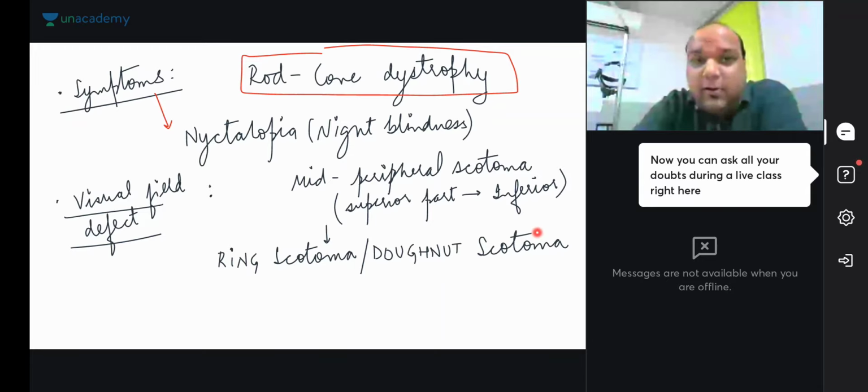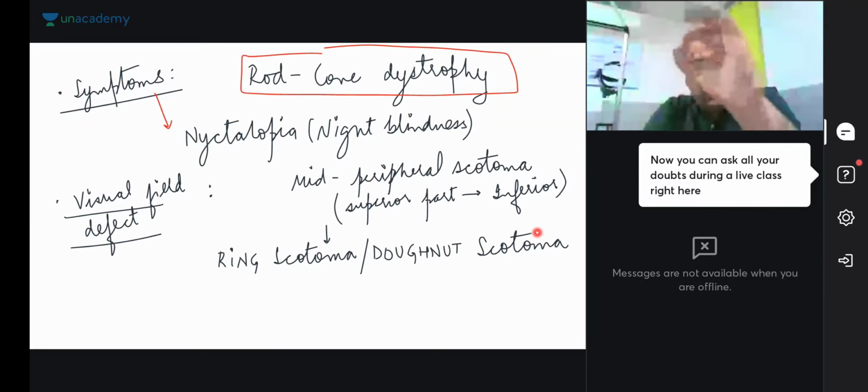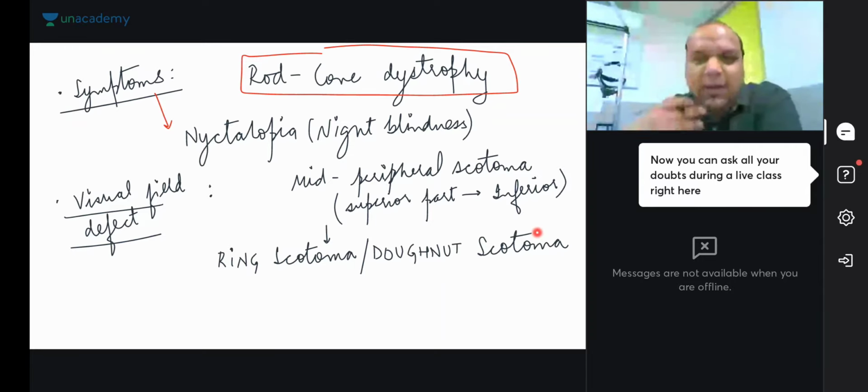If you have eaten a donut, if you haven't eaten a donut, don't worry. This must have been described by a Western person. If an Indian would have described it, he would have said it is vada scotoma. Vada sambar. So vada also looks like a donut. Yes. So in the center you can see, in the periphery you can't see. So donut scotoma, ring scotoma, or to remember you can call it vada scotoma.